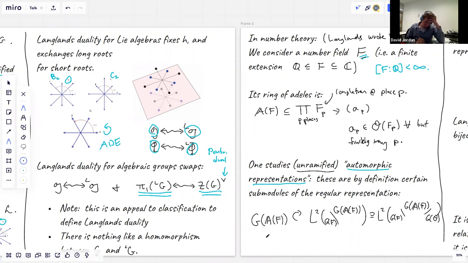So first of all, the automorphic representations are all the representations V which occur inside of L2 functions. And if V occurs inside the orbit of these doubly invariant functions, then these are called unramified.